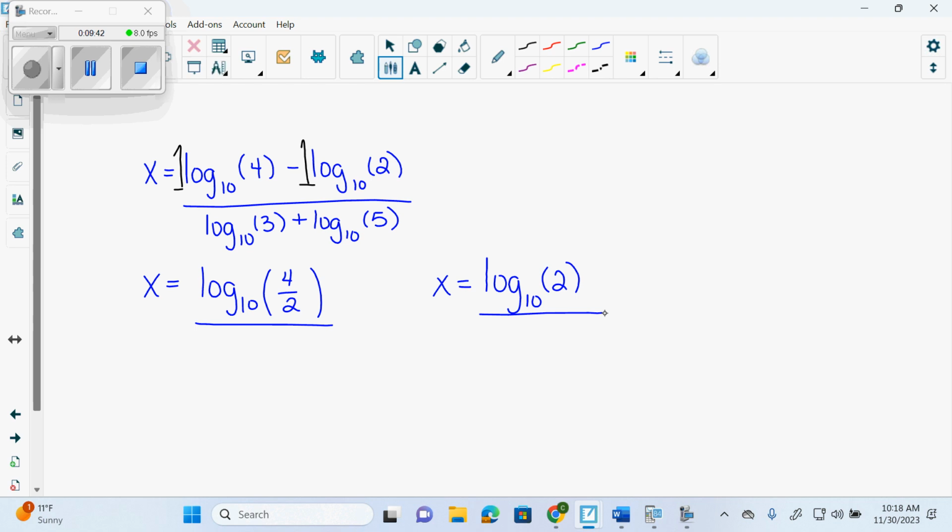Okay, on the bottom, we now have a plus 1 and a plus 1, which we need, and we have a base 10 and a base 10. So we're going to get log base 10 of what? 3 times 5, because they're going to both go in the numerator because they have plus ones in front. So I get log base 10 of 15.